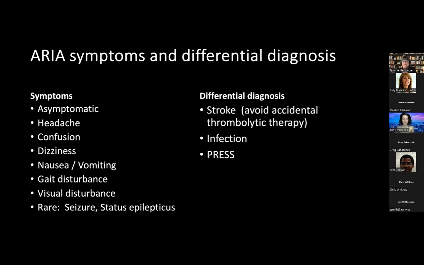So again, the symptoms of ARIA are very similar to other things in an elderly population. So you have to have a very open mind when these patients present to the ER or to your outpatient clinic, to be thinking about the fact they may be on this therapy if they're in this age group or have a history of memory loss.